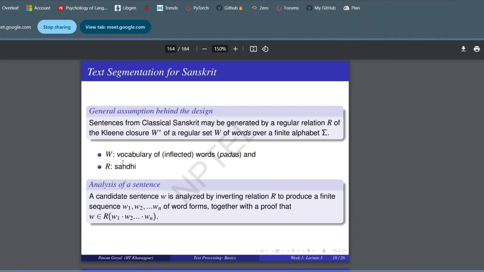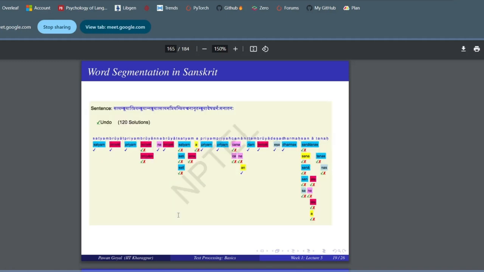Now, given these two things, W and R, how do we analyze a sentence? A candidate sentence is analyzed by inverting relation R to produce a finite sequence of word forms, together with a proof that W belongs to R of W1 dot W2 dot W1. I think there would be an example. This is mathematical, so let's see.